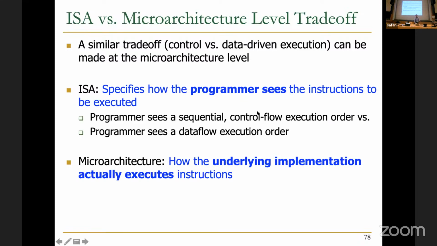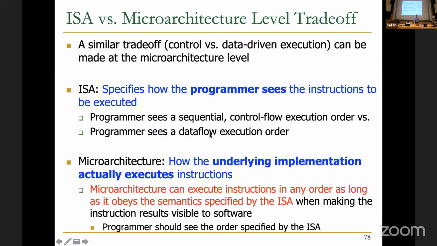The programmer sees a sequential control flow execution order in von Neumann, or a data flow execution order in data flow. But microarchitecture doesn't need to obey that as long as it preserves the programmer's illusion, right? As long as it does what it promises to the programmer, internally it can do a lot of tricks. Basically, it can execute instructions in any order as long as the semantics specified by the ISA are obeyed when making the instruction results visible to the software.